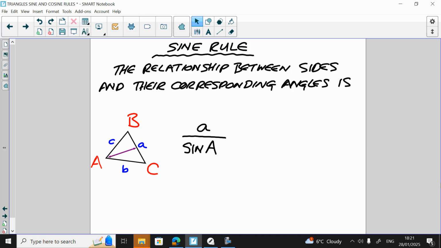I'm just going to initially put it as the side over the sine of the angle. I could have actually put it the other way about. It doesn't matter. I'm now just going to move through all sides and corresponding angles. So small b with angle B, and I'm going to write that as small b over the sine of the angle B. And guess what? Thirdly, we're going to have small c over the sine of angle C.